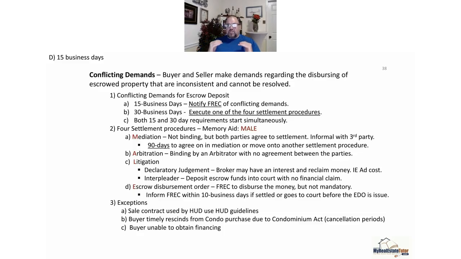Now, if the broker does an EDO, they're going to send this to the Florida Real Estate Commission, and they'll make a decision. Okay? So you want to know 15 business days to notify FREC of a conflict when it comes to deposits, 30 business days to execute one of the 4, which is MALE: mediation, arbitration, litigation, and EDO. Okay?